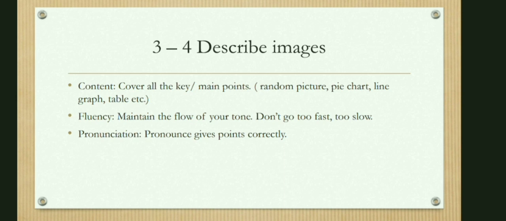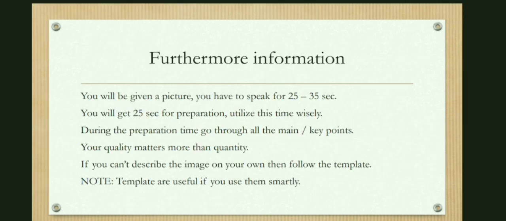Now comes fluency. In order to score 90 out of 90 in fluency, you have to maintain the flow of your tone. Don't go too fast, not too slow. Just maintain the tone of your rhythm. And last but not the least, pronunciation. Pronounce all the keywords properly. And remember, if you find any word difficult to pronounce, don't pronounce it.